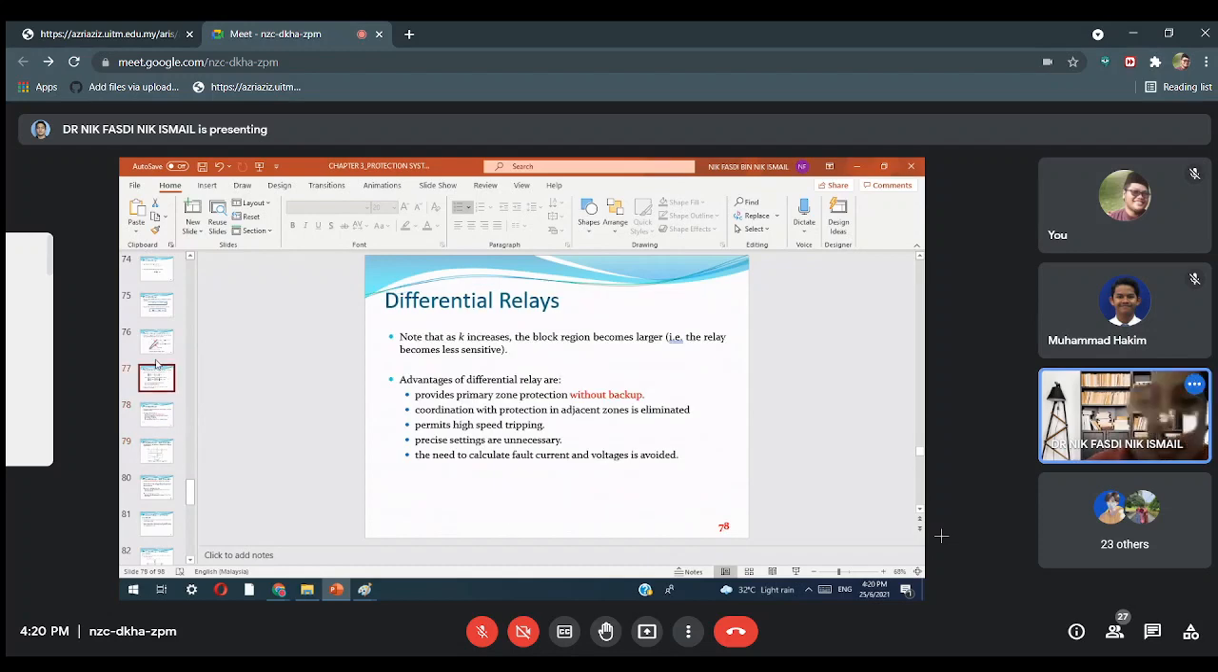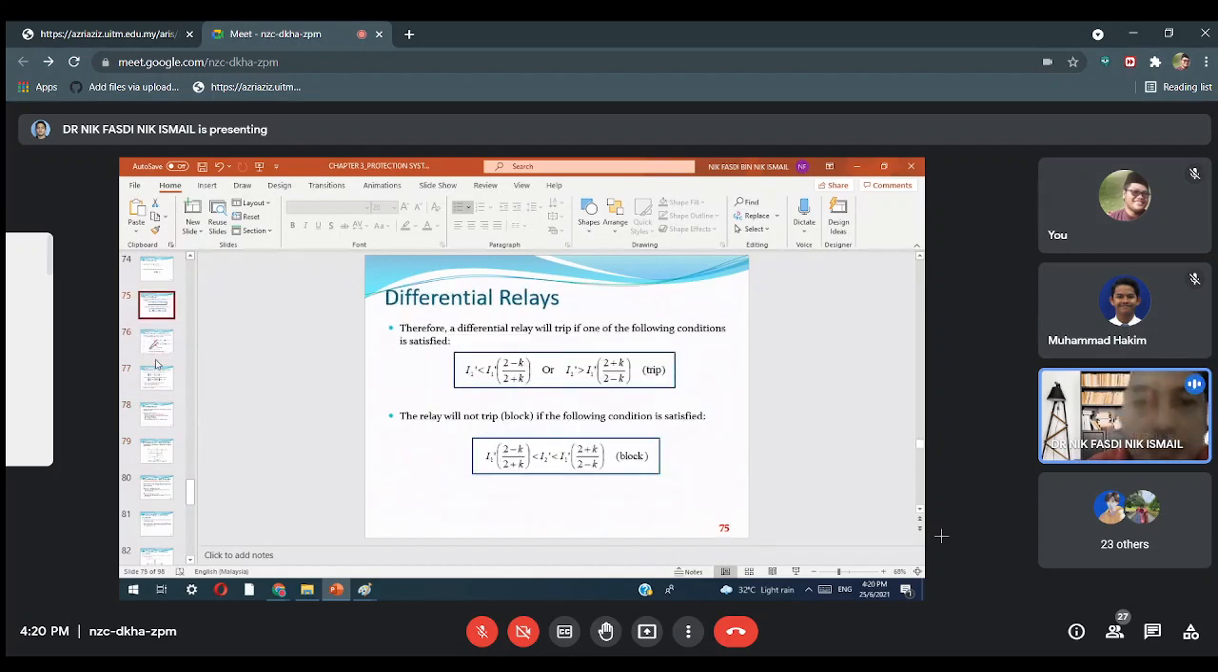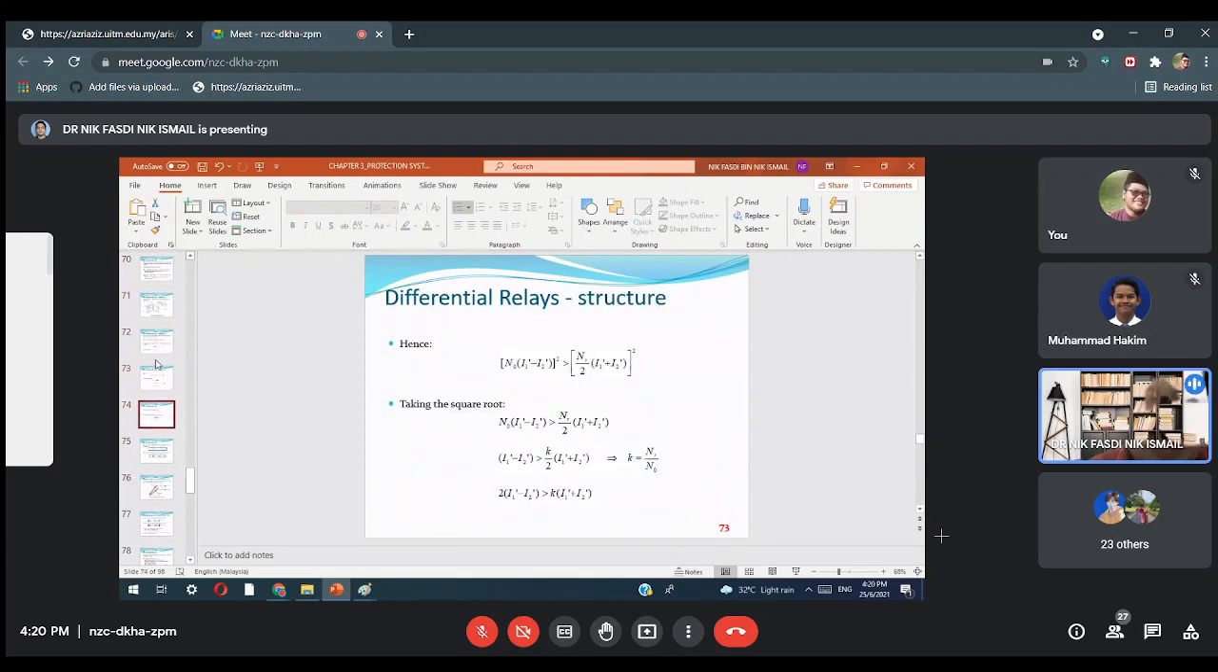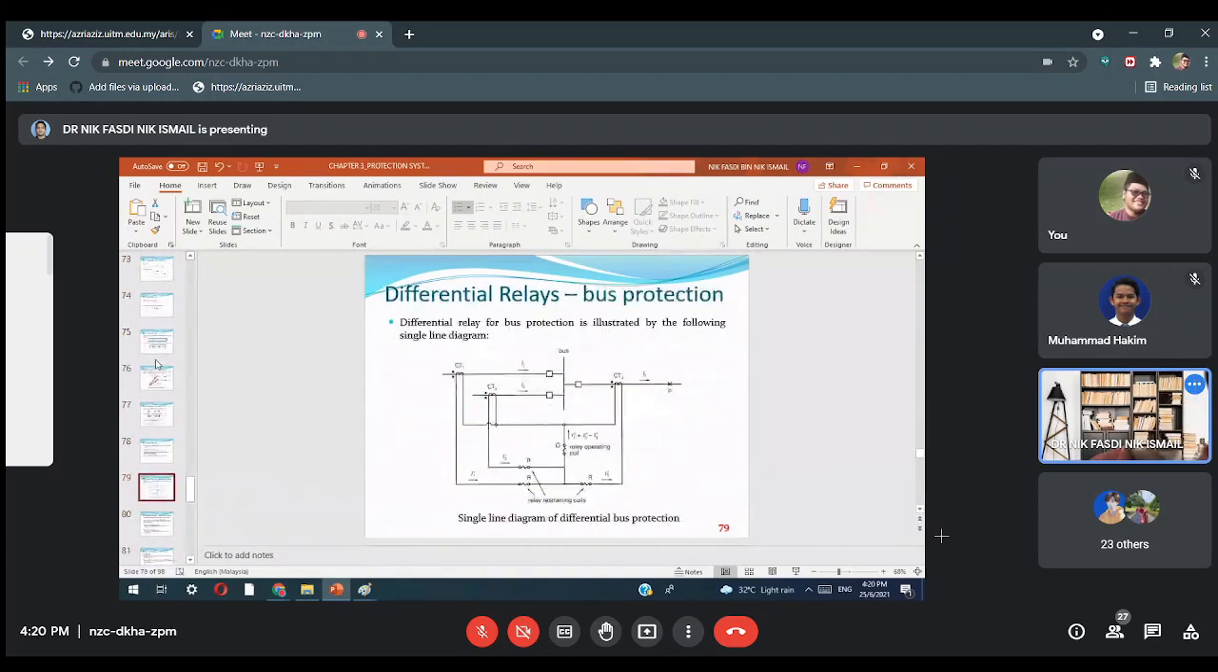Once again, the differential relay for bus protection is illustrated by the following. The earlier one was for what we call protection for transformers. We can also use the differential relay to protect a bus system. The concept is the same. For example, this is our bus and we try to protect this bus. The connection is a little different because there is a parallel feeder here. So CT1, CT2, and this is the current going out from this bus.